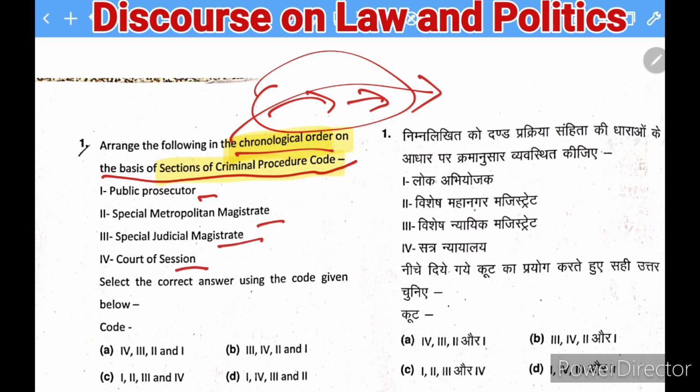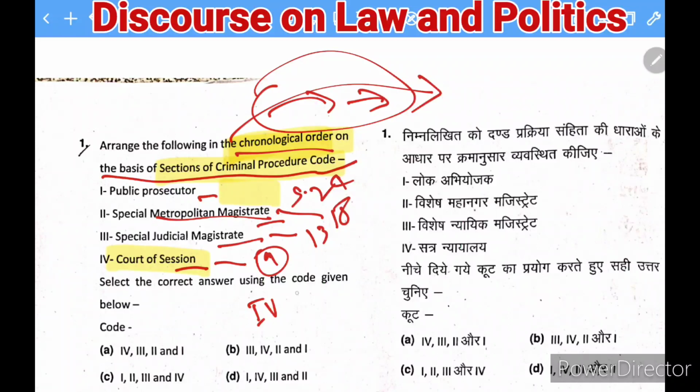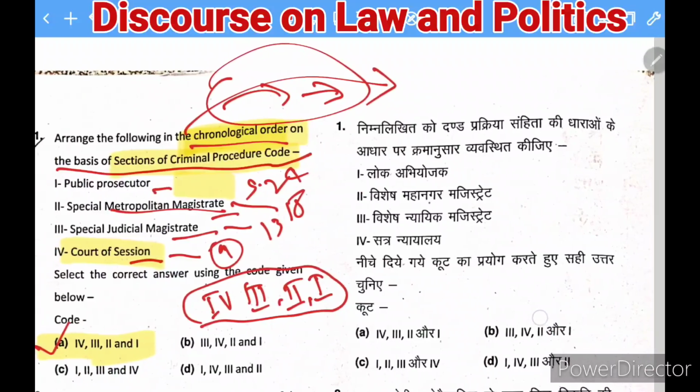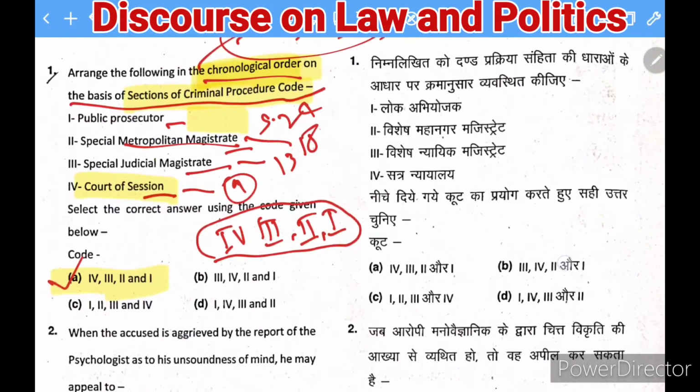Let's start. Which section talks about the public prosecutor, which section talks about the special metropolitan magistrate, and which talks about the court of session? Let's see one by one. The public prosecutor is section 24, court of session is section 9, special judicial magistrate is section 13, and special metropolitan magistrate is section 18. If you arrange that, the fourth will come first, then the third, then the second, and the public prosecutor will come last. So the combination is fourth, third, second, and one. The right answer is option A. You can also see the question paper is given in Hindi, so it is a bilingual paper.